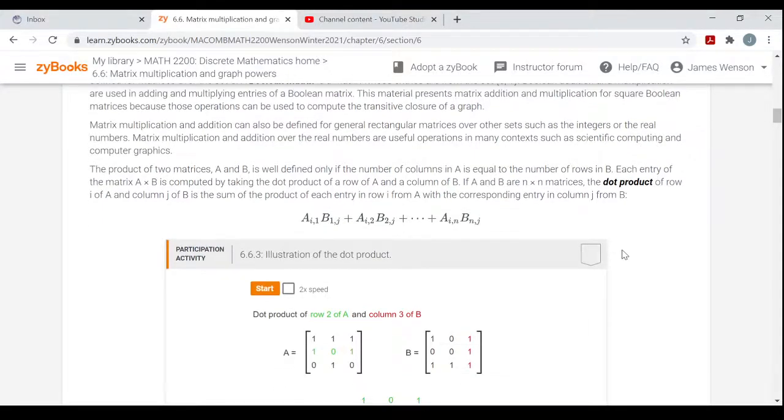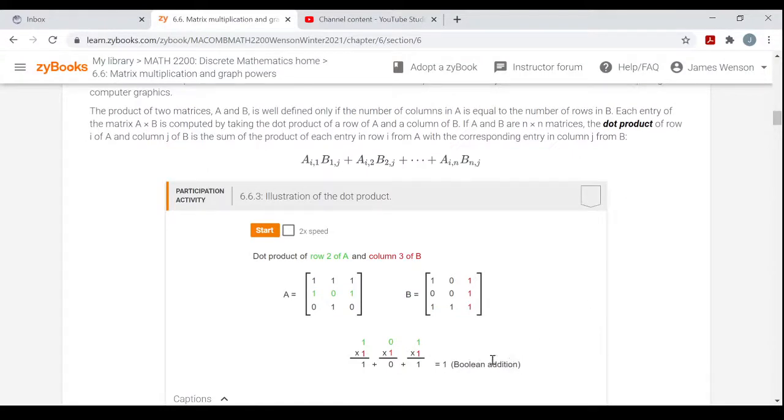So let me show you an example. All right, and we're going to be doing Boolean addition and Boolean multiplication. So I'll pull up these matrices here. I'll write them on a piece of paper and show you what the resulting product A times B is, and I'll do the other way around. I'll do B times A, because you're going to notice that when you multiply two matrices, the order matters. A times B is not necessarily going to be equal to B times A when multiplying matrices.